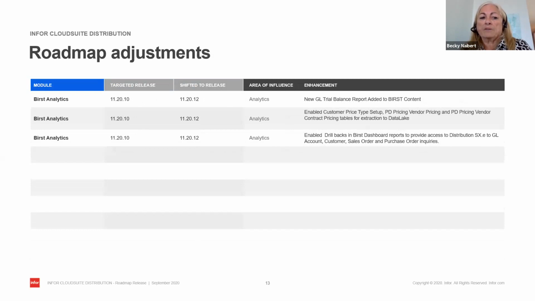I wanted to point out, if you saw the roadmap for October, this one slipped by me. Sorry about that. I should have pulled it from the roadmap, but I didn't do it in time. We had 3 features tied to burst that were supposed to go out in October. There was a little glitch in burst, so now they're coming out in December. So you get a new GL trial balance report with the burst content. You've got some extra data sets that are enabled for extraction. And also we have several drillbacks that were enabled as well, and they'll all be coming out in December.